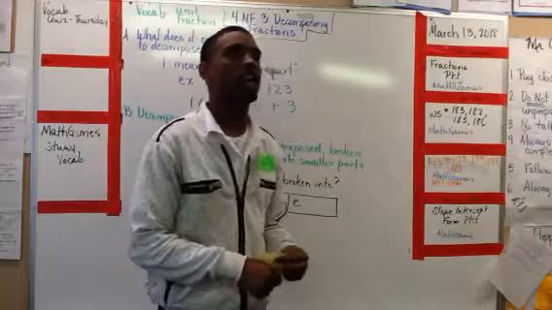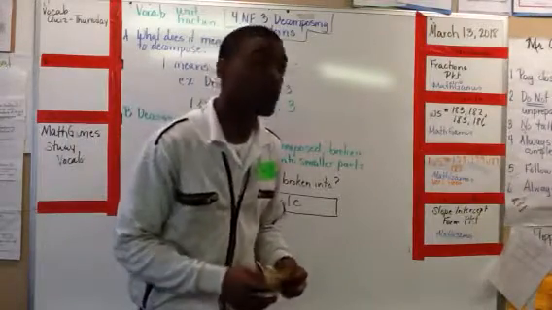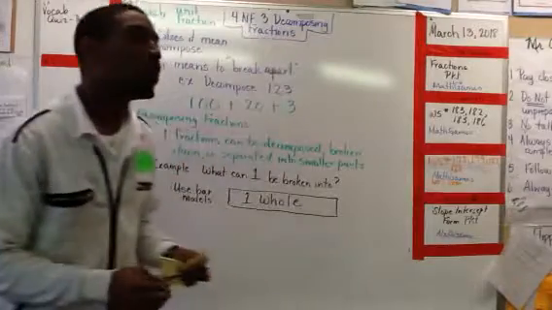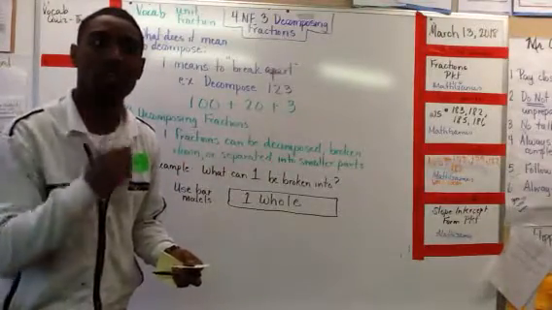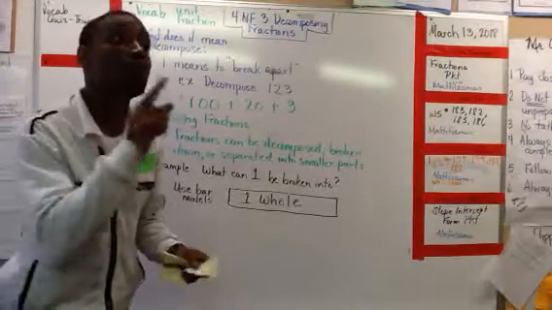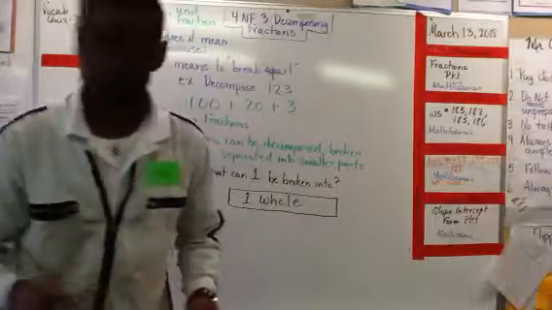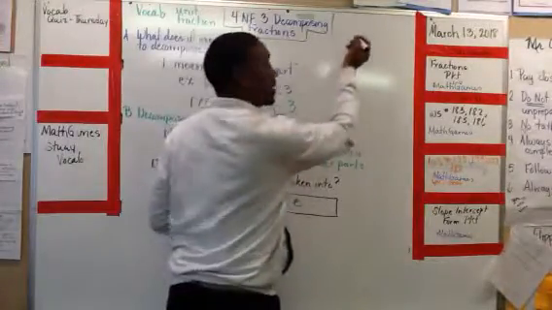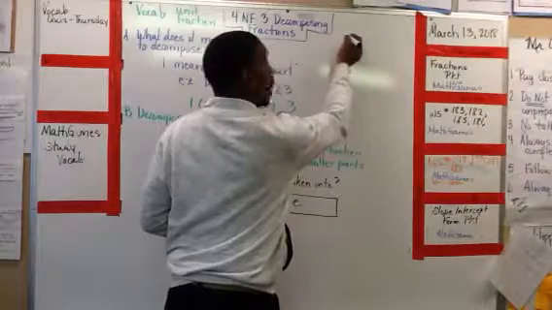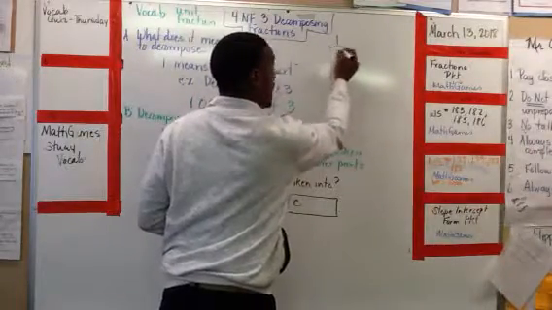How many does a unit represent? 1. So a unit fraction is any fraction that has what in it? 1. But where is the 1? In the numerator or the denominator? The numerator. When a 1 is in the denominator, it's a whole number. So give me an example of a unit fraction then. A 1 has to be where? The numerator.